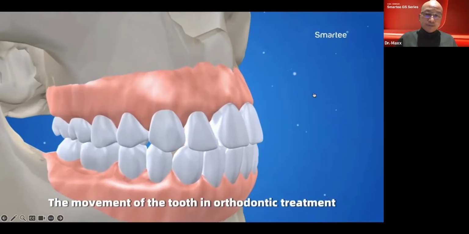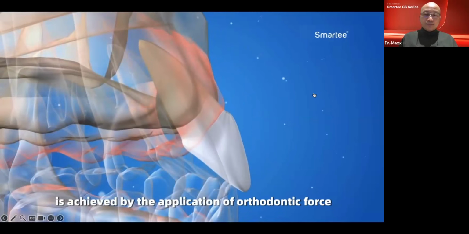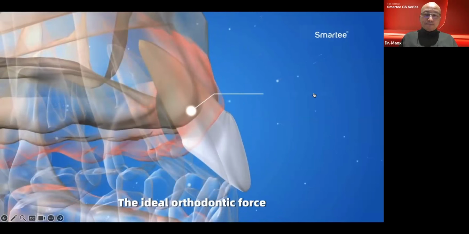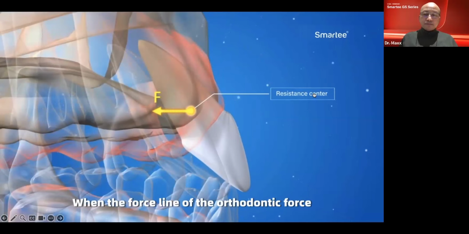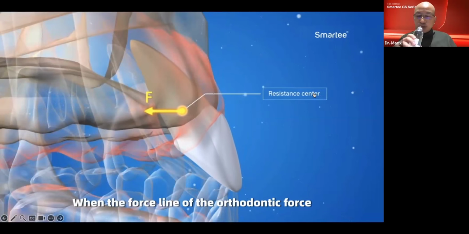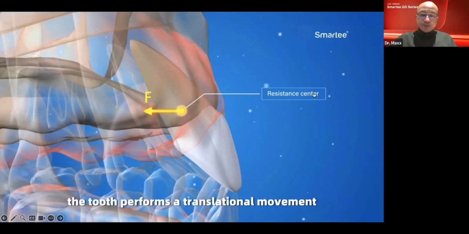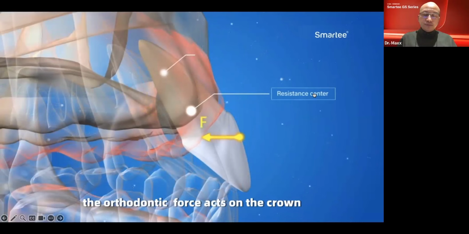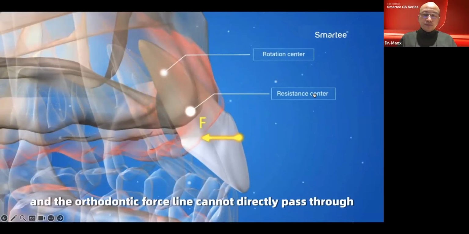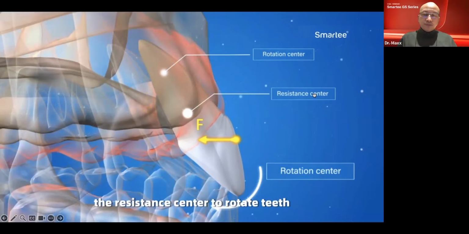The movement of the tooth in orthodontic treatment is achieved by the application of orthodontic force. The ideal orthodontic force is achieved through the force of the resistance center. When the force line of the orthodontic force passes through the resistance center, the tooth performs a translational movement. However, in the actual clinical operation, the orthodontic force acts on the crown, and the orthodontic force line cannot directly pass through the resistance center to rotate teeth.